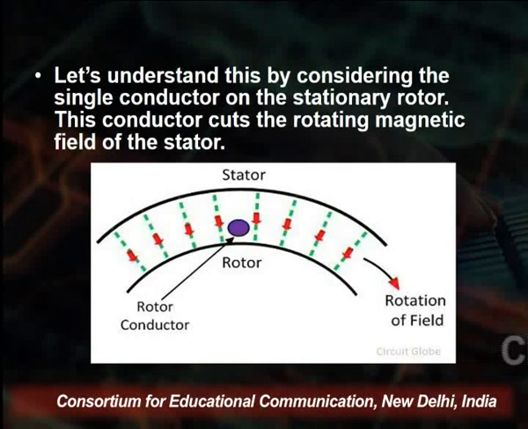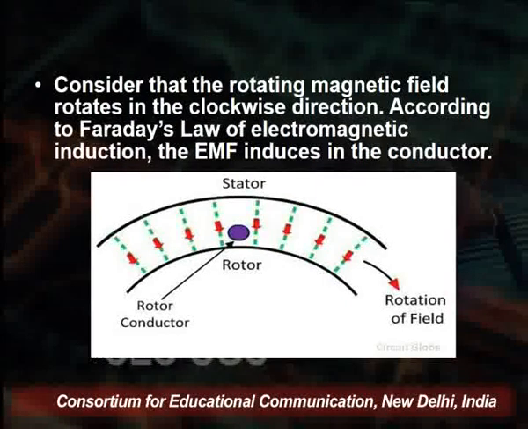So thus the conductor cuts the rotating magnetic field of the stator. You see here, the rotor is below and the stator is above. So rotor, conductor and the rotating field. So the stator is stationary, and we can say that the conductor cuts the rotating magnetic field of the stator. According to Faraday's law of electromagnetic induction, an EMF is induced in the conductor.